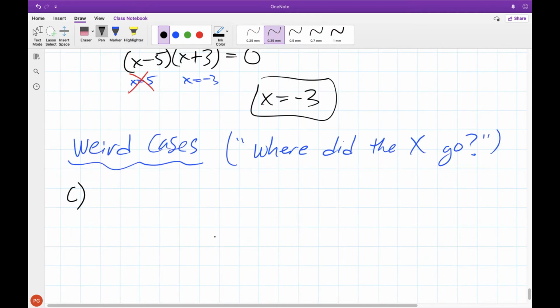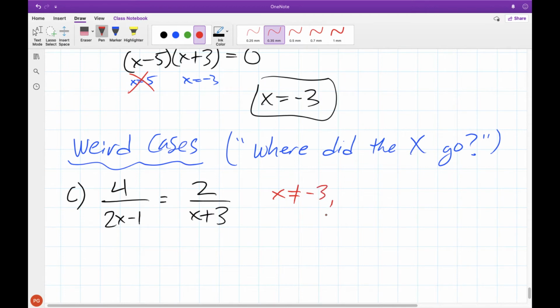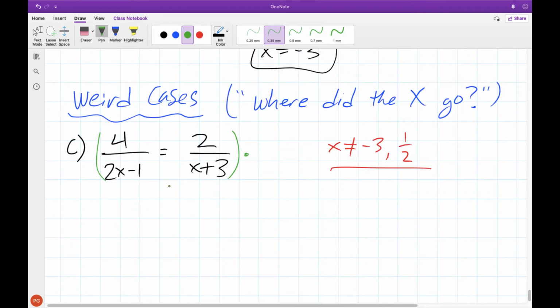Our last 2 examples are kind of weird cases where we're going to find that the x is going to disappear from all of our equations. And what I want to show you is how we deal with that and how we can interpret our answers. Let's say we want to solve this equation here. Once again, we start with our restrictions. We can see we've got 2 different denominators, and our restrictions are going to be that x can't be equal to -3 or +1/2.